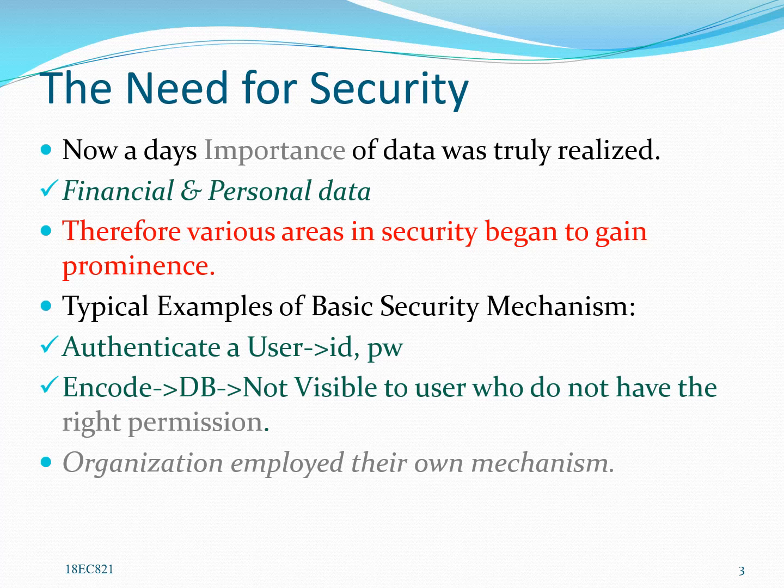Therefore, various areas in security begin to gain prominence. For example, for a basic security mechanism, you have to give an individual user ID and password. Also, whatever message is being sent should not be visible to anyone. Therefore, I have to encode the message and send it to the destination. When you encode the messages, they are not visible to users who do not have the right permission. All the organizations have their own mechanisms to give security for transactions.